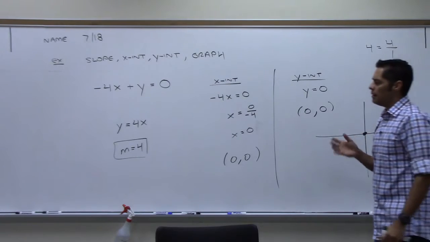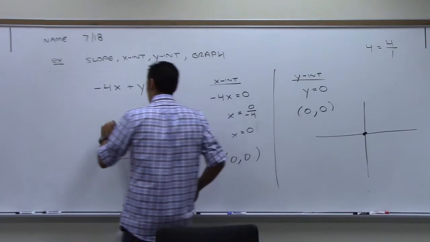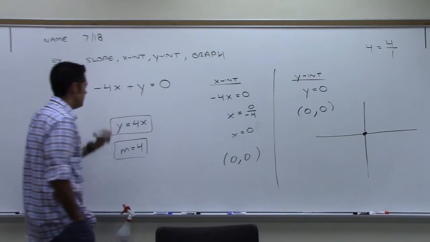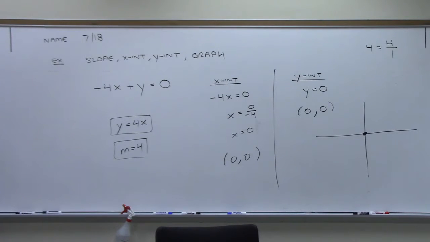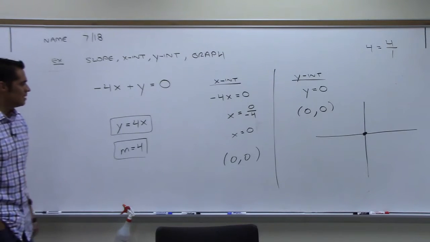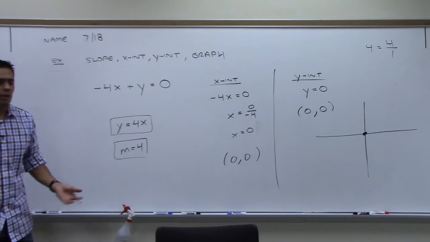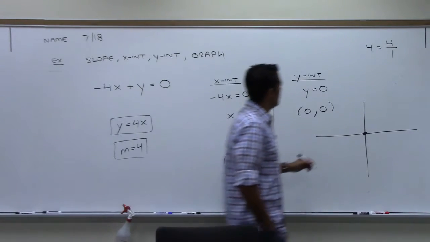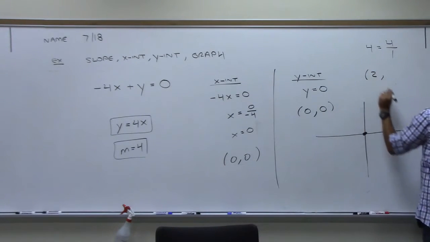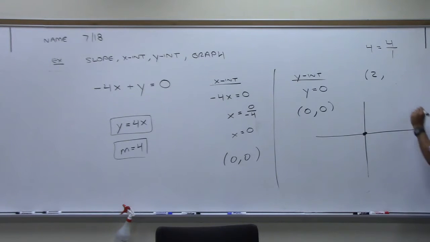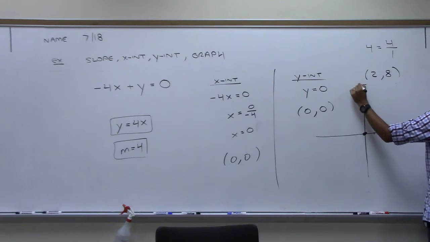But let's think about it a different way. If this is the equation of the line, I could pick any value I want for x right now, couldn't I? And it would give me a value of y. So let's pick something that's not trivial. Let's pick something like, I don't know, 2. What if I plugged in 2 for x? What would I get? 2 for x, it would spit out what? 8. So I go out 2, up 8.